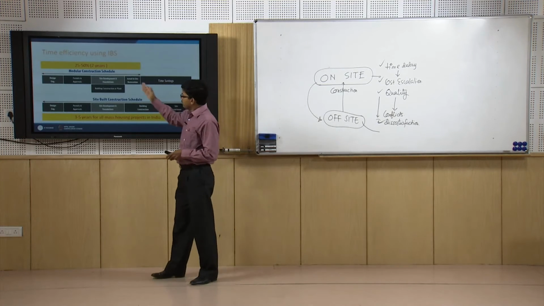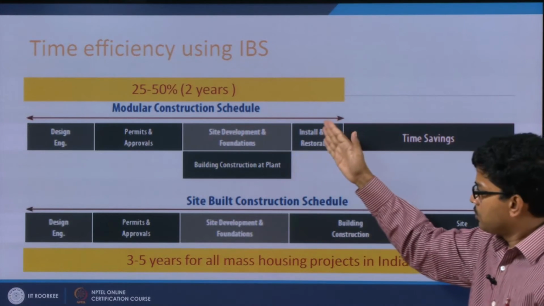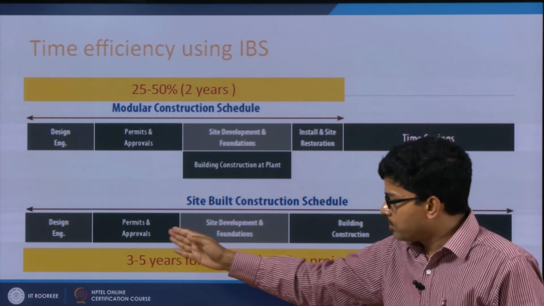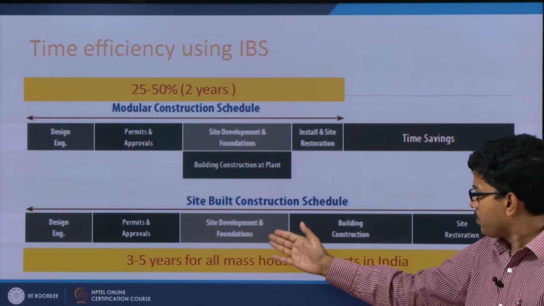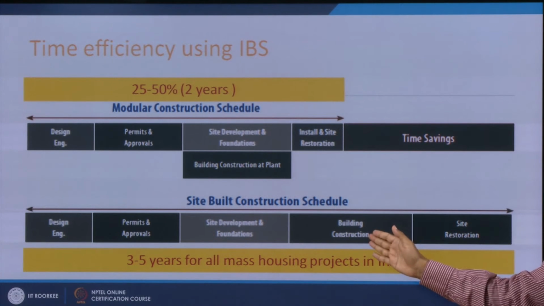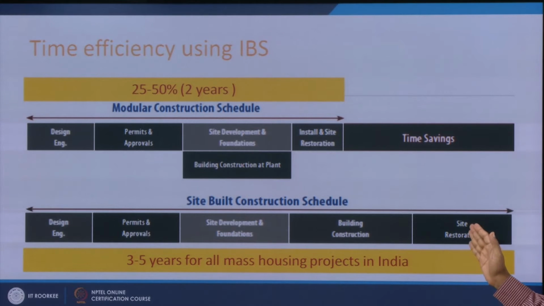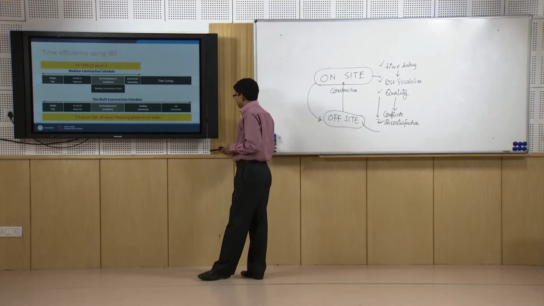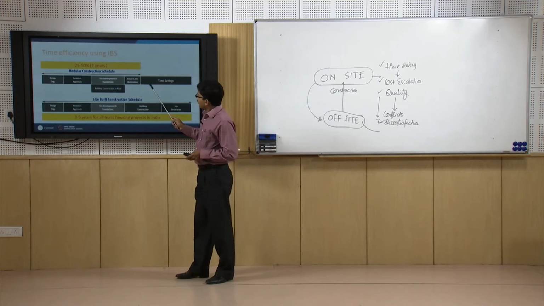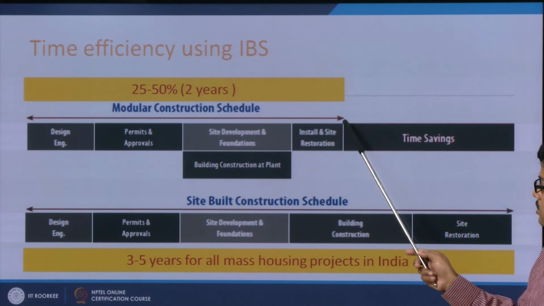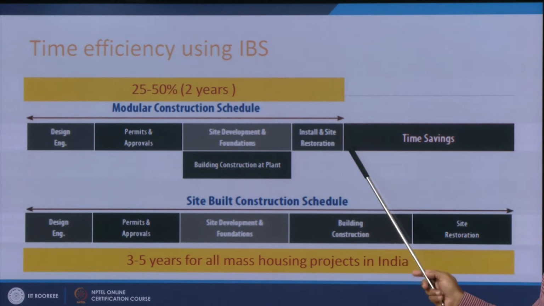So the major advantage of this construction is basically the time savings. In a typical site build construction schedule, you have the permit and approvals, then site development, then building construction and site restoration. Building construction and site restoration basically take a long time, 3 to 5 years for India, whereas in modular or off-site construction, you just need little time to install and restore the site.